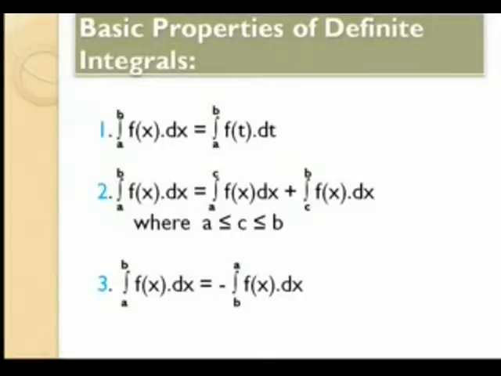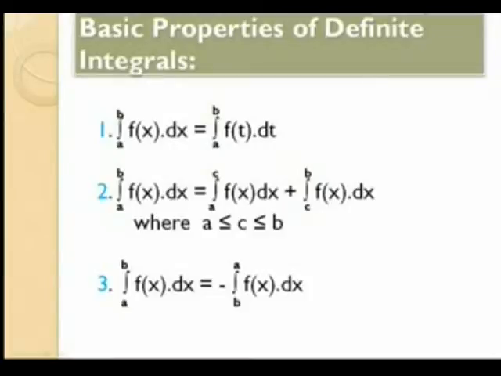So the first property is integral of f(x) dx from a to b is equal to integral of f(t) dt from a to b. This we have already seen, that the value of a definite integral does not depend on the variable. It depends on two factors. The first is the function and second is the interval in which it is being integrated. So we get this property.